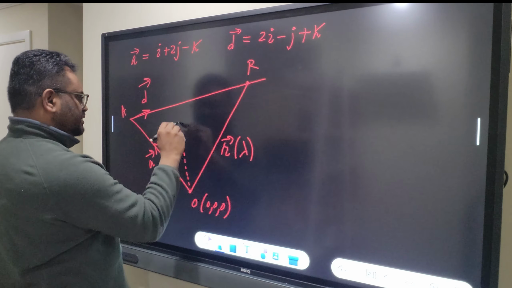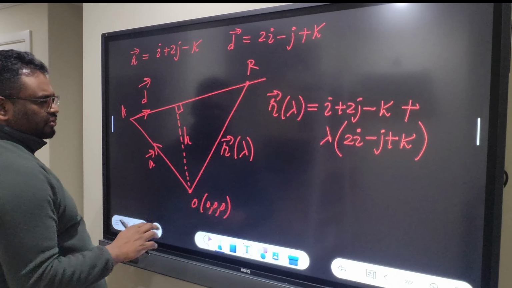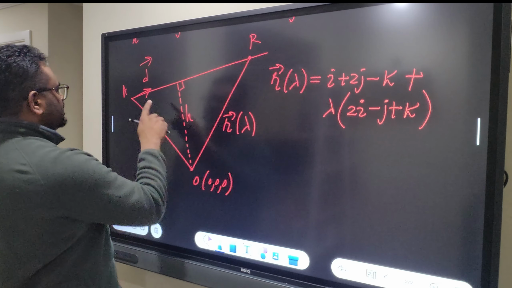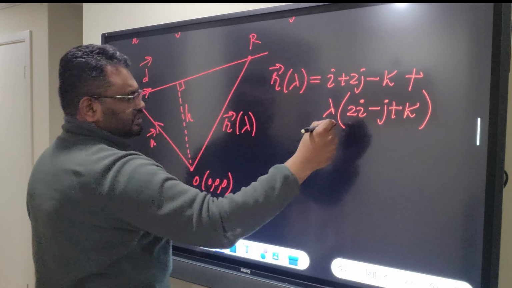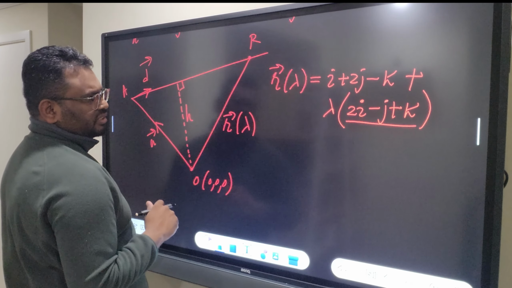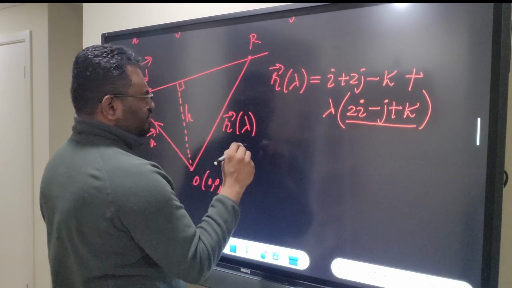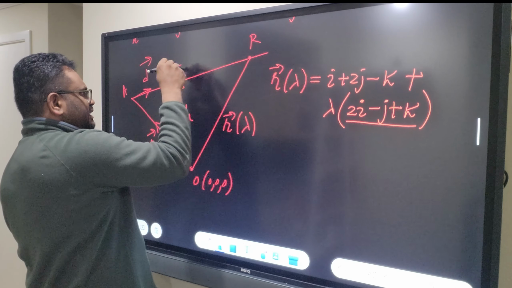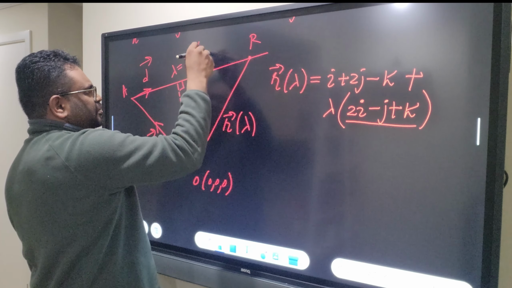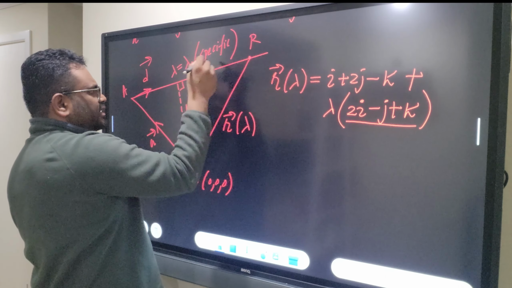Now, let's define this r of lambda with the given details. r of lambda is a plus lambda d. So it's going to be i plus 2j minus k plus lambda times d, where d is 2i minus j plus k. That's all good. Now this d vector is known. To find this, we need to find a specific lambda value, lambda equal to lambda 0, which is a specific value when these two are perpendicular to each other.